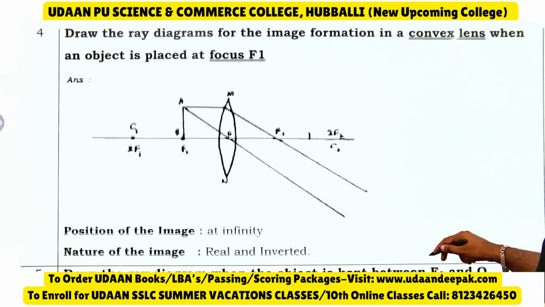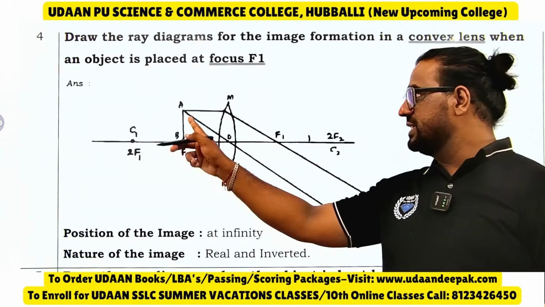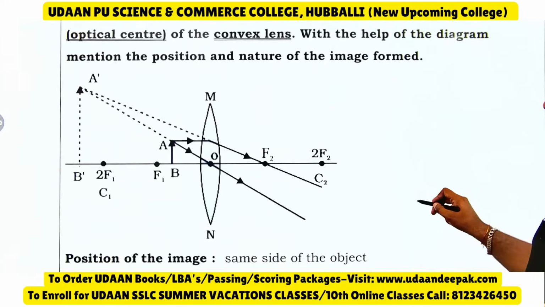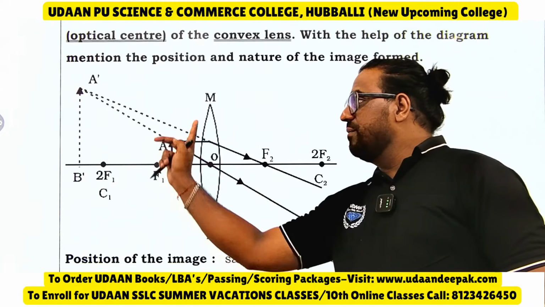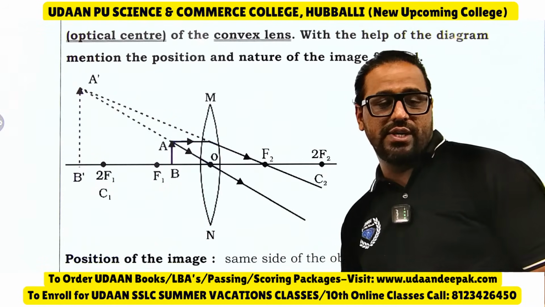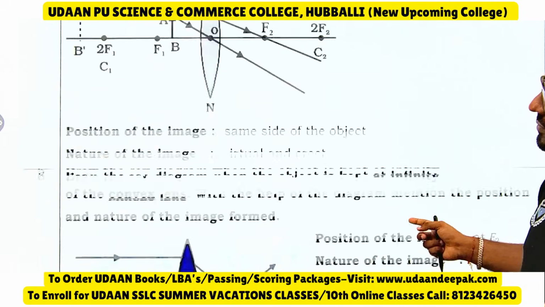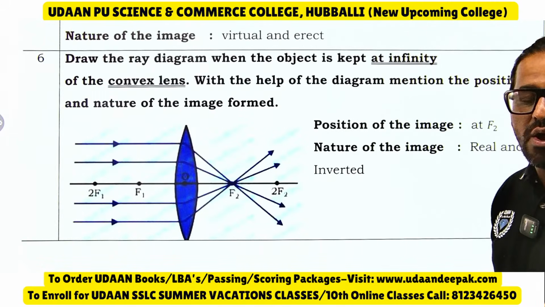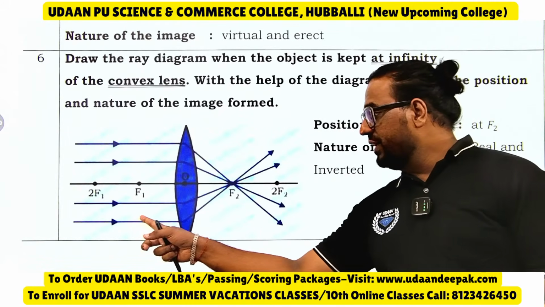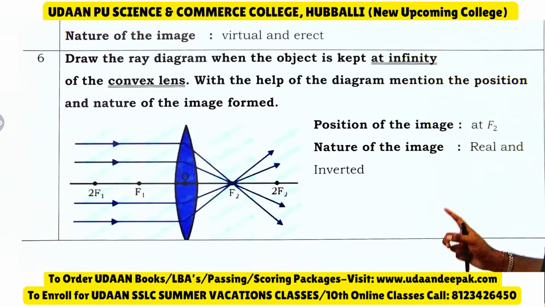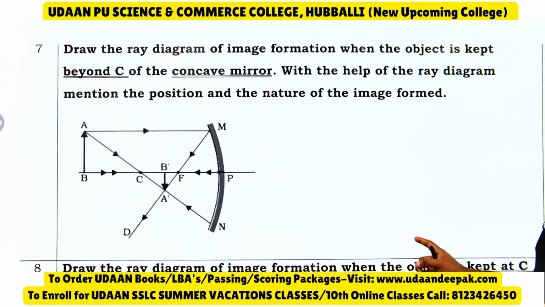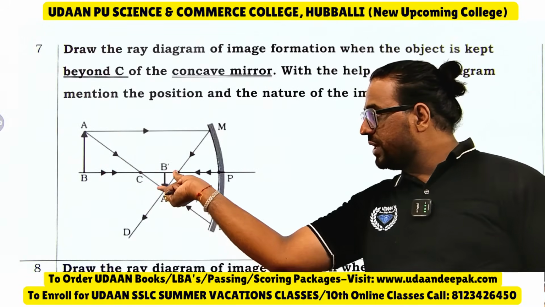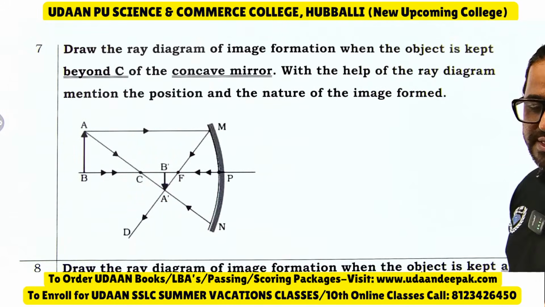Then you can see when the object is at f, the image formed is at infinity. Okay. Then when the object is between f1 and o, the image is formed beyond 2f1. Okay, like this you should know here. Next, when the object is at infinity, the image is at the point. Okay. Then for the mirror, when the object is beyond c, the image formed is smaller. That means the image is diminished.